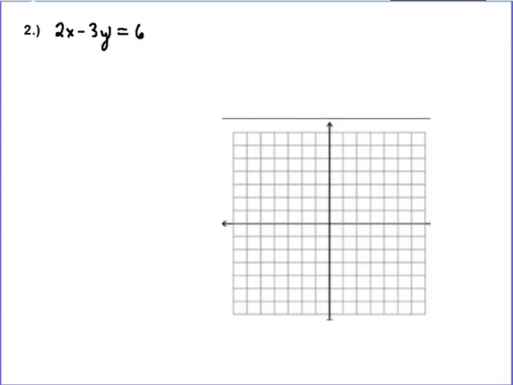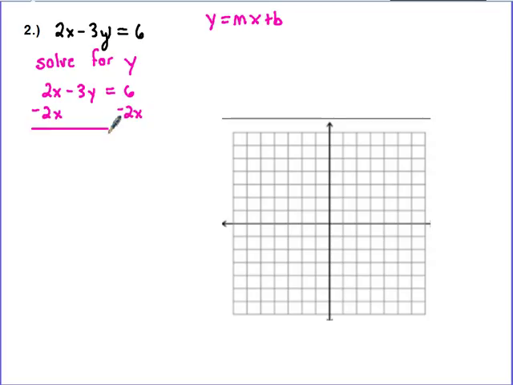For the second one, you can see that the equation is not in y equals mx plus b. So we're not able to look at this equation and get the slope and the y-intercept. So we need to solve this equation for y first. All right, so I'm going to move the x to the other side by doing the inverse operation. Okay, I'm going to bring down a negative 3y. You cannot combine the 6 and negative 2x. They are not like terms.